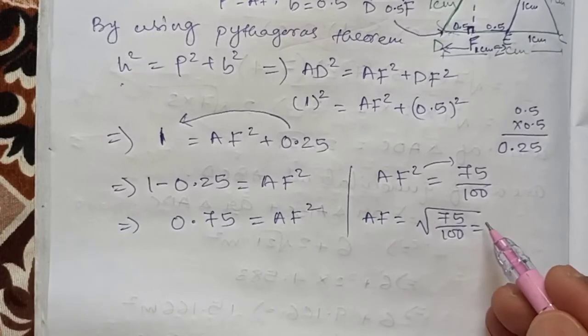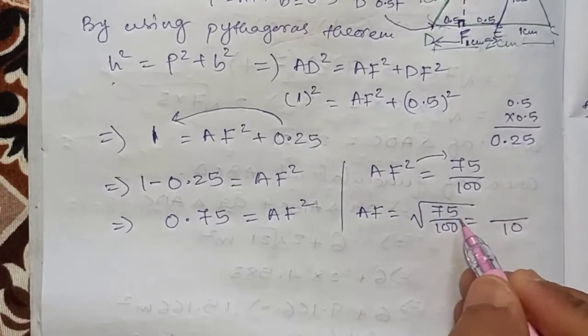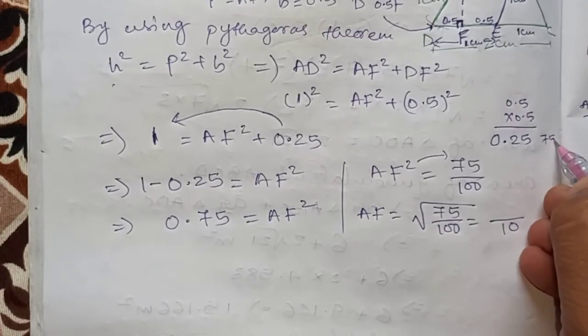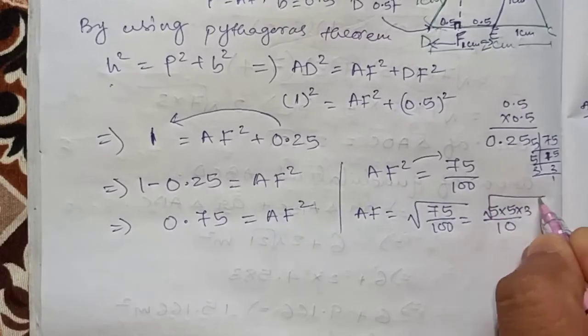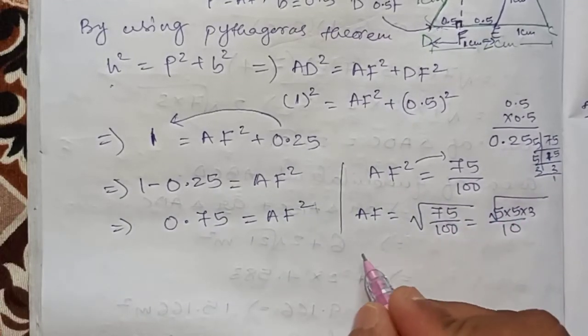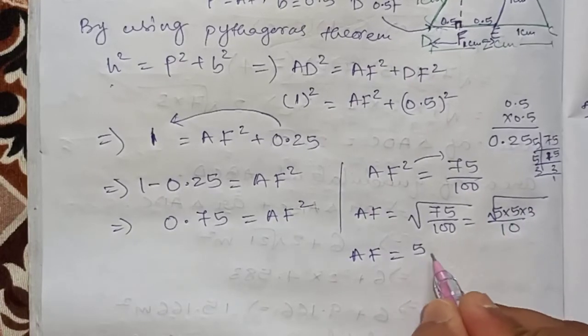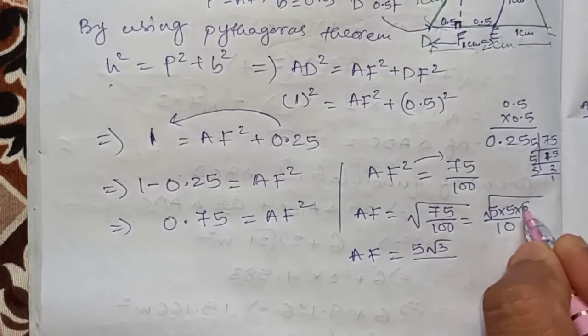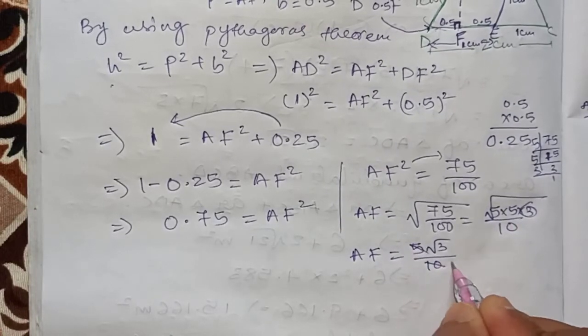Okay, as we know, the square root of 100 is 10, and for the square root of 75 we will find the factors of 75. 5 into 5 into 3 is the factorization of 75. So AF equals, between the two 5s, one 5 will be outside and root 3 will be inside the square root because it is single. So 5 root 3 by 10, now cancel it, 2.